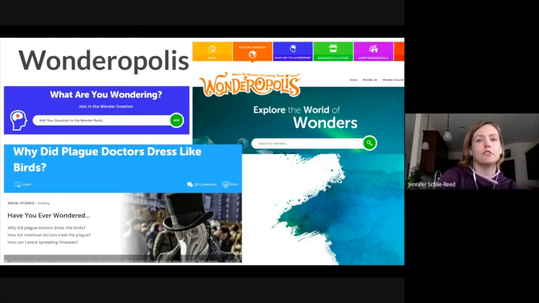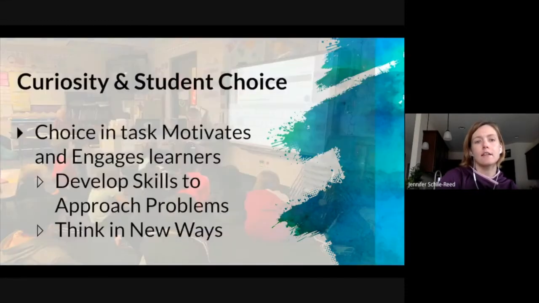Again, it's them choosing where they go. And as you can see on the right where you explore wonders, you literally can search for wonders. Like if you're just wondering about nature or animals or whatever it might be, and then they can see what kind of topics pop up. So that's definitely one that you might want to mention to your students to create that curiosity.